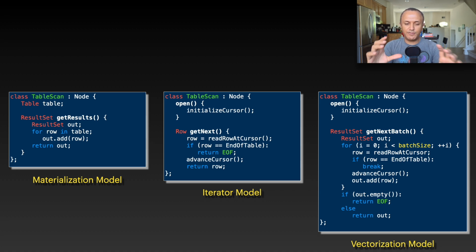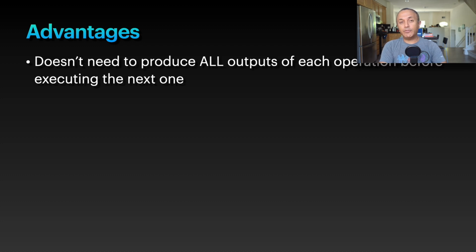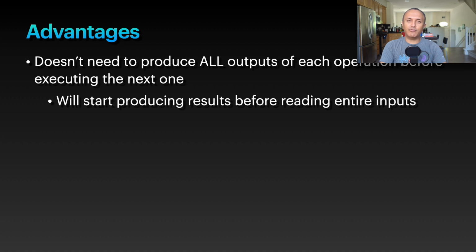It either returns a batch or a result set that has that size or number of rows, or once it reaches the end of the table, it returns the end of file marker. What are the advantages of this model? As I said, this tries to get the best of both worlds. So first thing is that it does not need to produce all the outputs of each operation before you can start seeing outputs of the query. This means that it will start producing results before it has finished reading all the data, right?